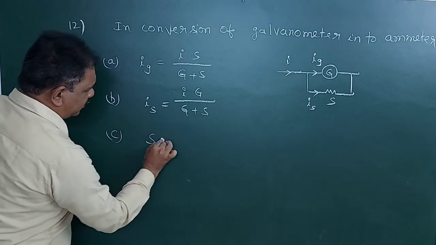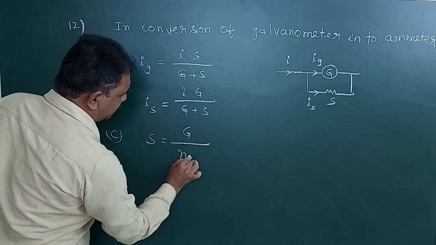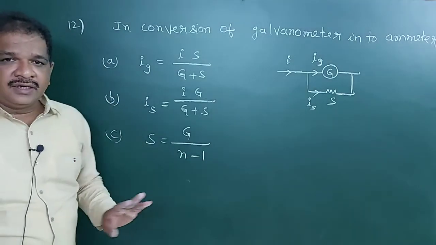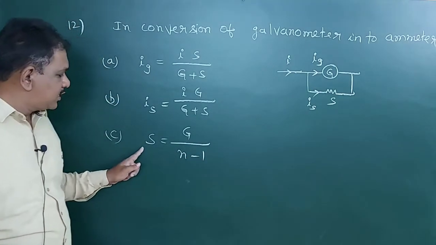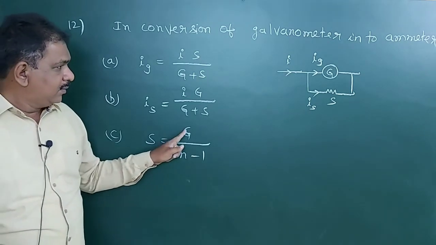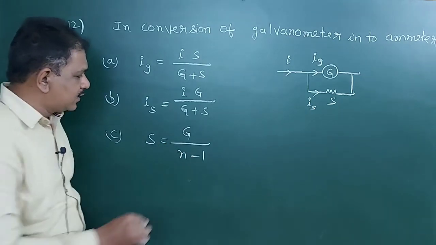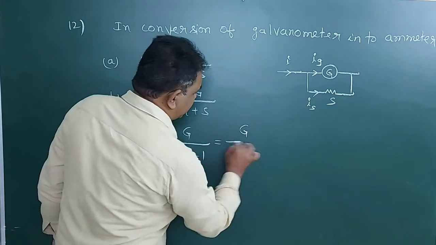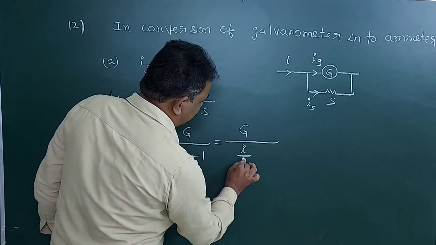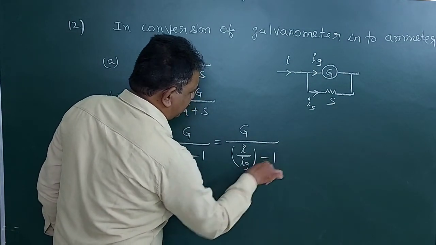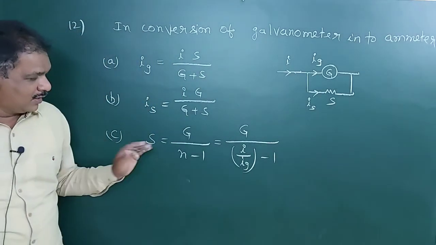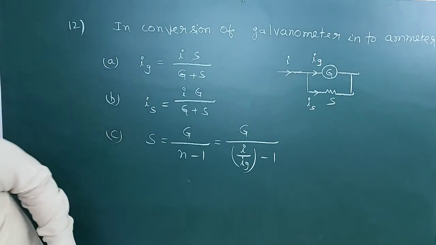Next, to increase the range by n times, what is the shunt required? That means G by n minus 1. So this is G by (I by Ig minus 1). Okay, this is the shunt.